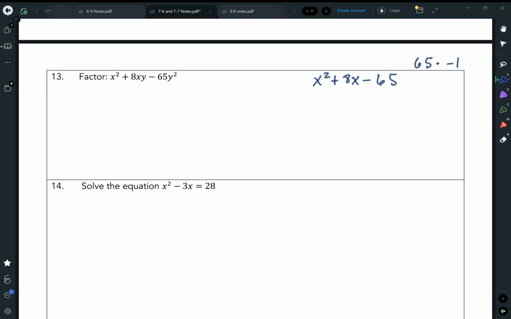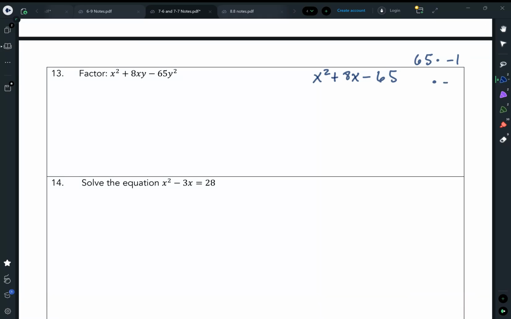I don't know what else divides into 65 except 5, right? And if I use a calculator to double check, or if I just do some long division really quick, 65 divided by 5 is 13. So because 13 is a prime number, these are my only two combinations, 65 and -1 or 13 and -5. And I've made the larger number the positive because they have to add to make a positive. So I can see that 13 and -5 is going to be my answer. This is going to be x plus 13 times x minus 5.